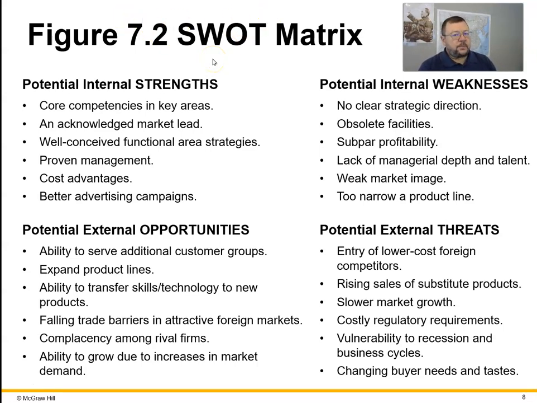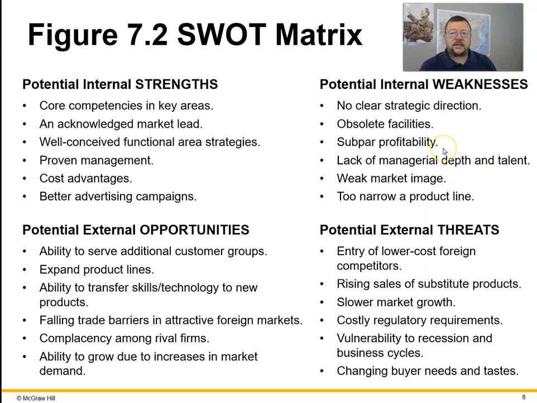These are examples. We might have core competencies in key areas. We may not. Potential strengths: market lead, functional area strengths, proven management, cost advantage, better advertising campaigns. These are all things internal to an organization that would make us stronger, make us better.